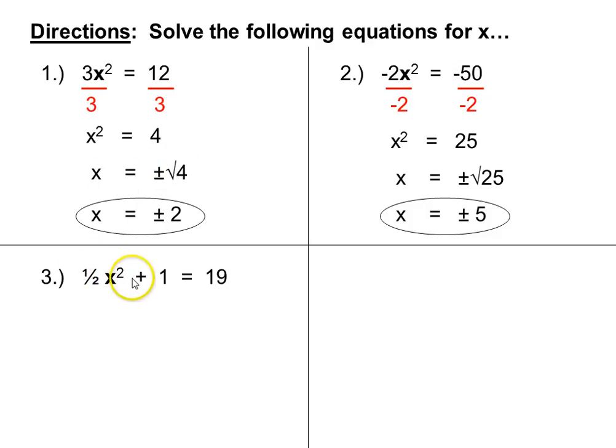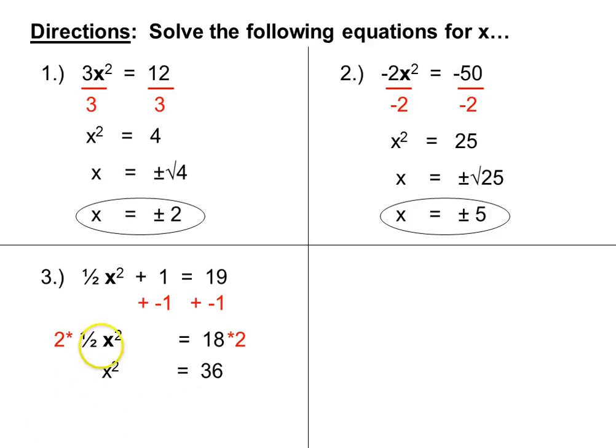1/2 x squared plus 1 equals 19. So notice again we're kind of adding a little bit to it here. We don't just have the x squared and the coefficient. Now we have this plus 1. So to undo this plus 1, we're going to subtract 1 on both sides, or add negative 1. As a result of that, we get 1/2 x squared equals 18. Got to get rid of this 1/2, so we'll divide by a half, but dividing by a half is the same as multiplying by 2. So we multiply both sides by 2.